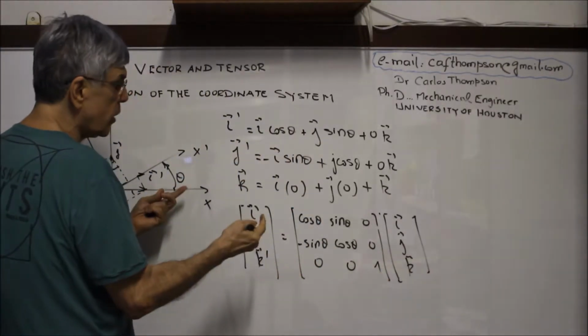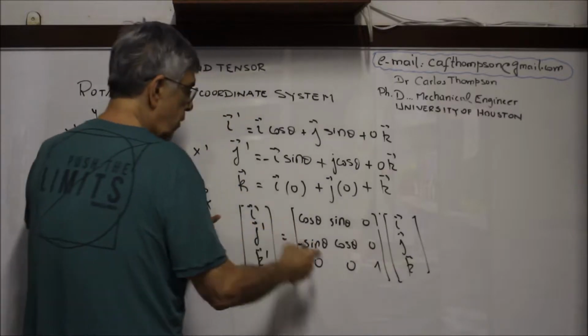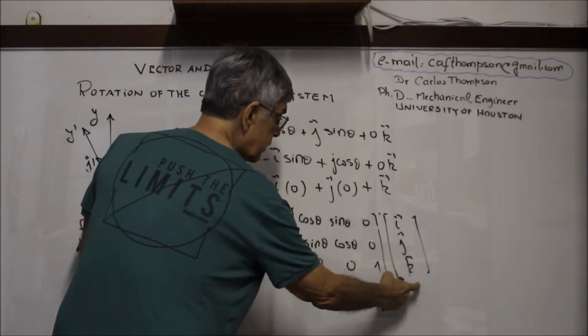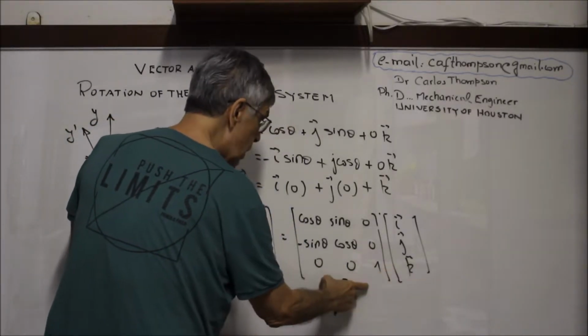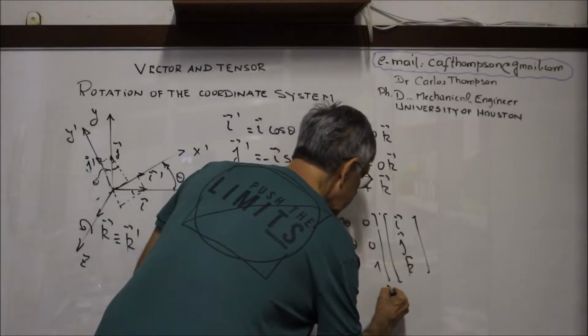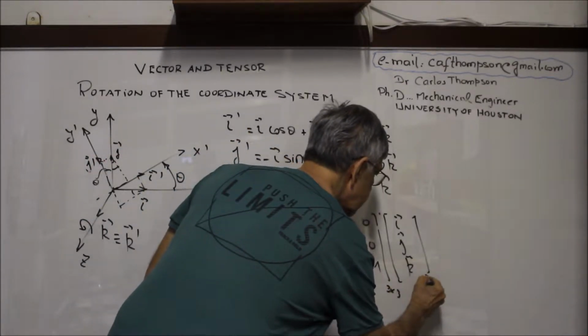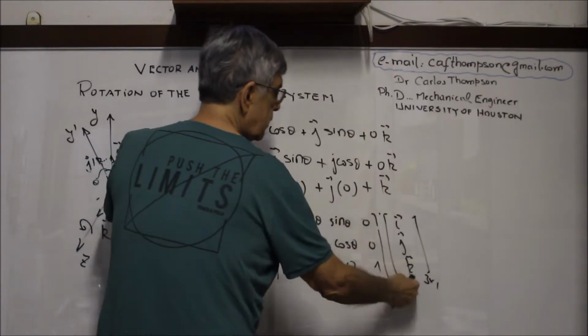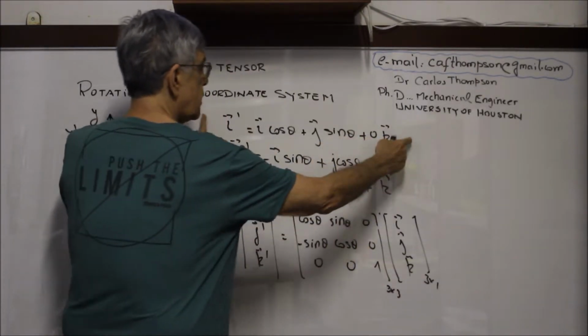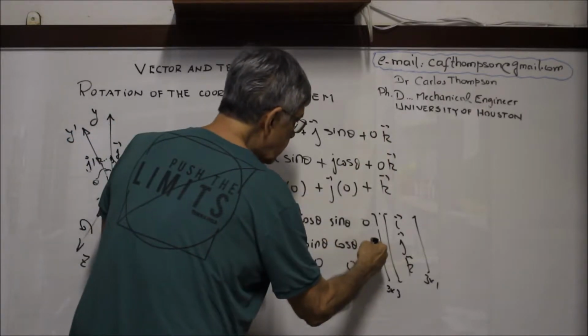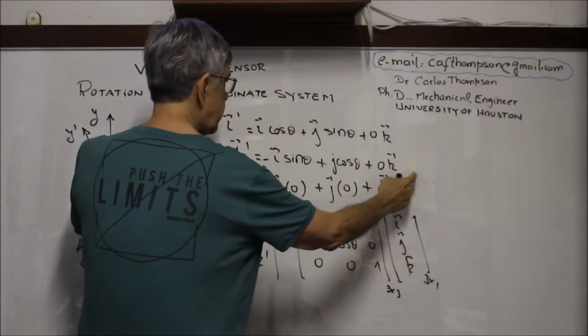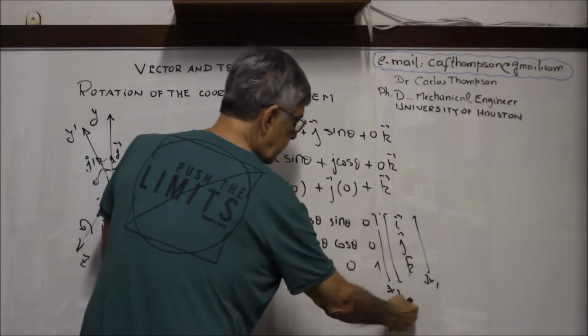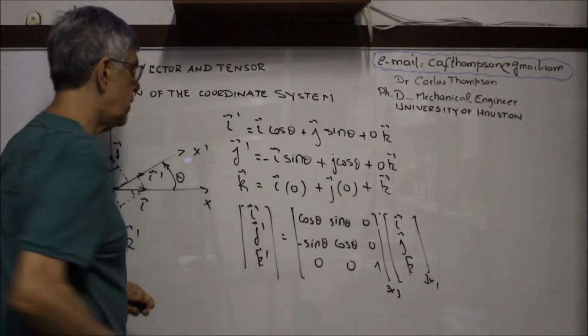So you see the product of these two matrices. This is a column matrix, this is a square matrix, 3 by 3. This is 3 by 1. Now, the first row times this column is just here. The second row times this column is right here. The third row times this column is right there.